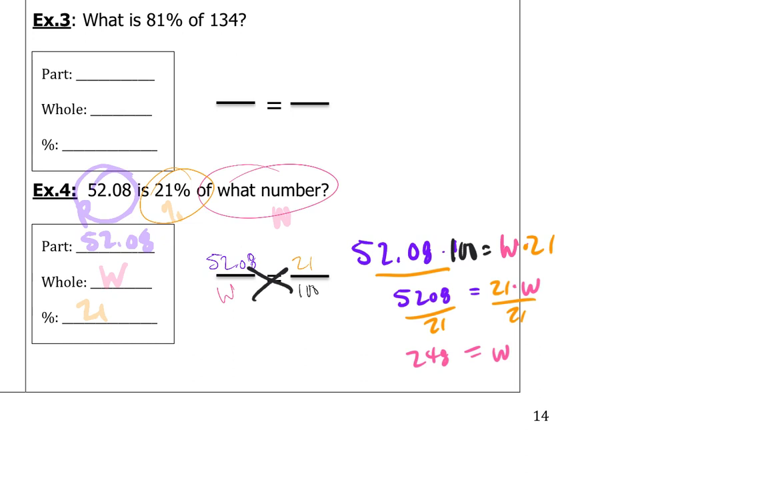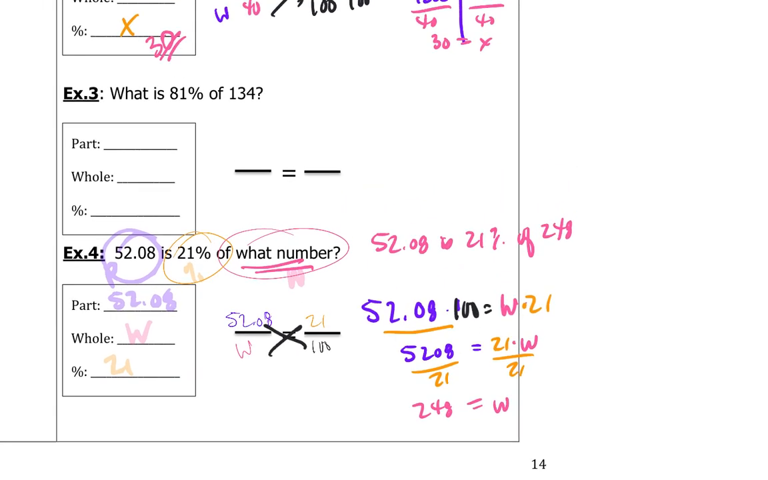So we look over here, and what we were needing to plug in was "of what number." So we're really just rewriting this whole answer as 52.08 is 21% of 248. There we go. All we did was set up the proportion. That's the most important thing here. Can you set up the proportion? And then can you solve it?